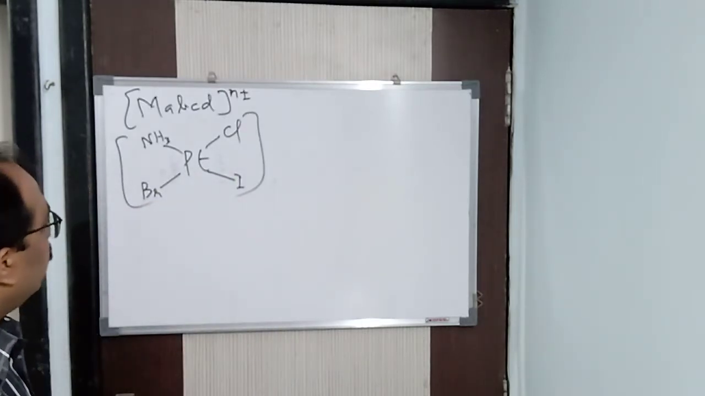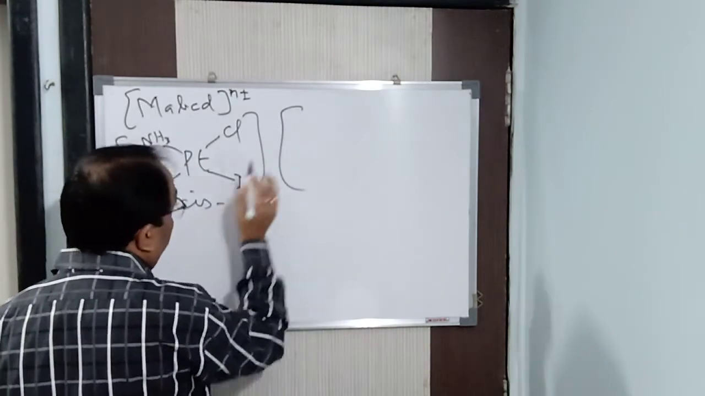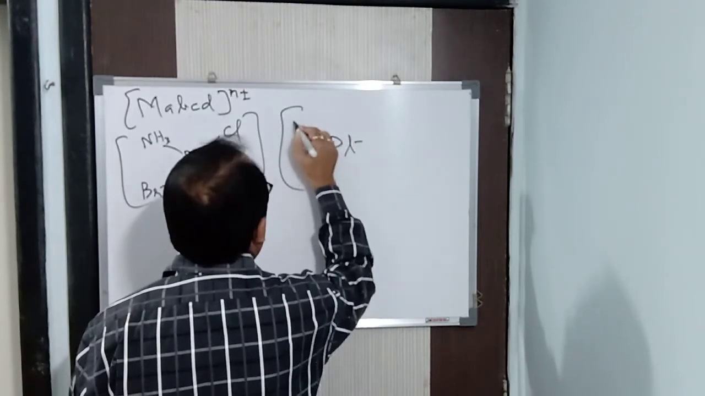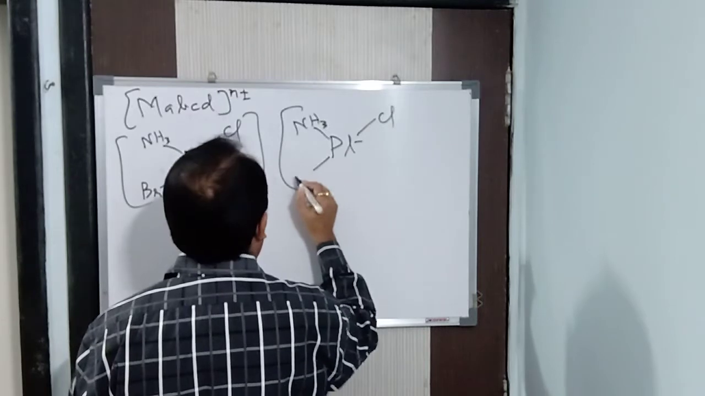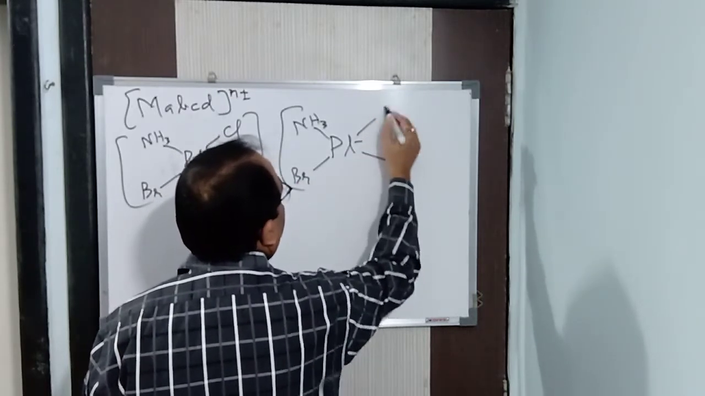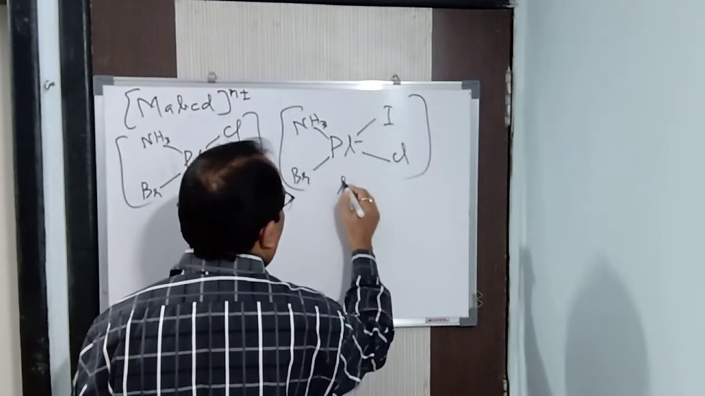Okay, so now this is cis. I'll tell you how it is cis. Alright, you might be thinking how it became cis. So it is NH3, here it is Cl, here it is Br. Now I'll replace it. This one I'll make as I, and this one I'll make as Cl. Now this is your trans.